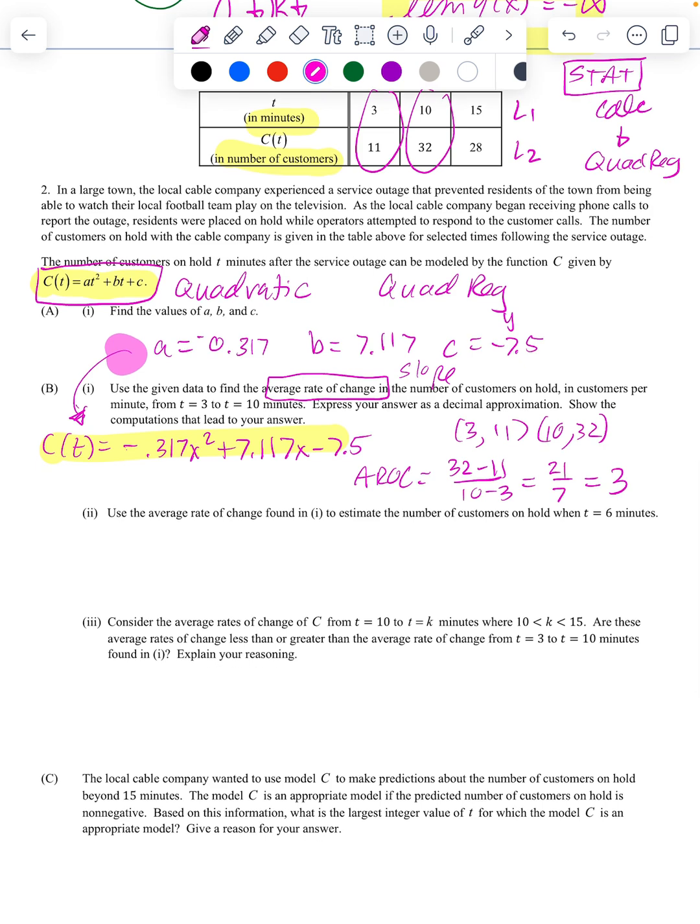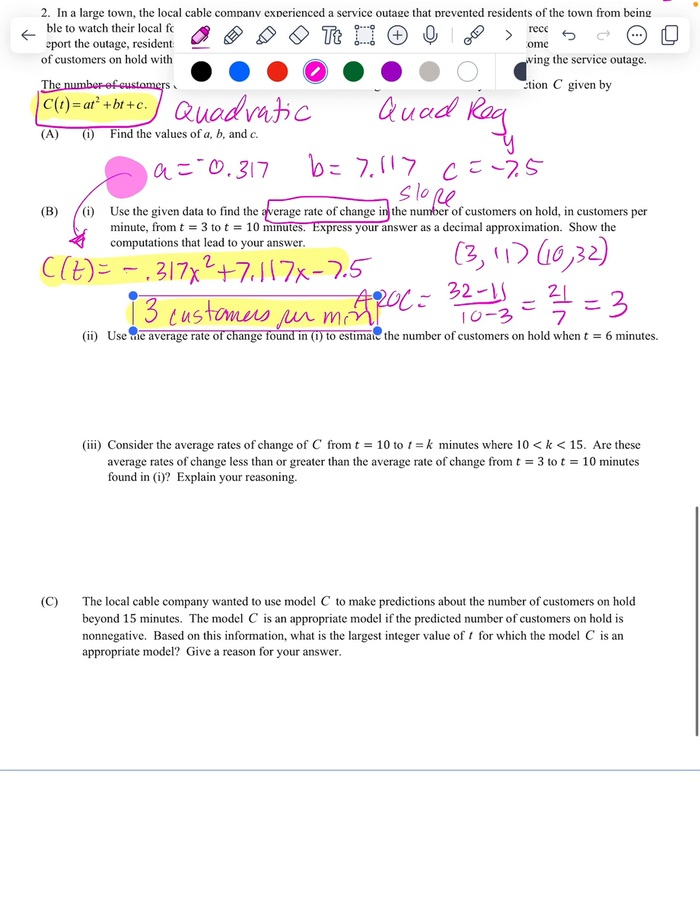And it says show the computations that lead to your answer, which I did. And that is going to be 3 customers per minute. Because if it's a real life application and you're doing an FRQ, I always highly recommend that you would go ahead and give them the units surrounding the answer that you got.